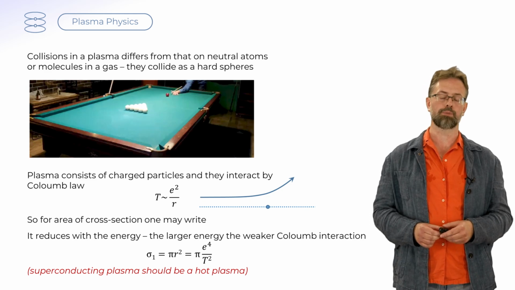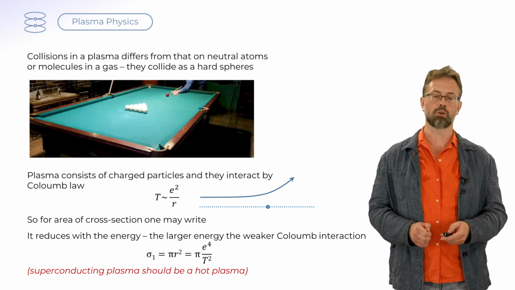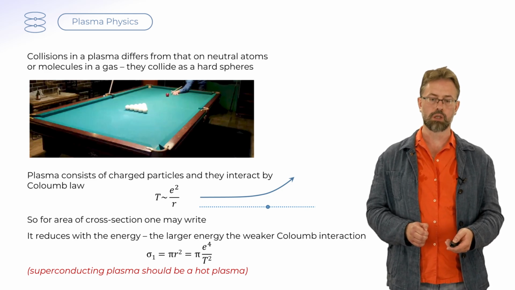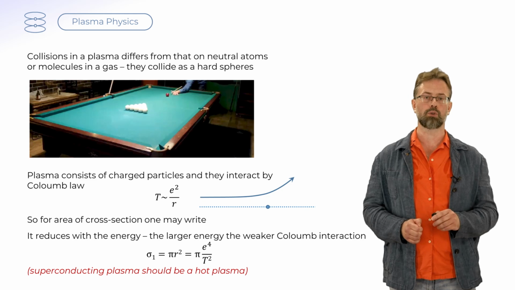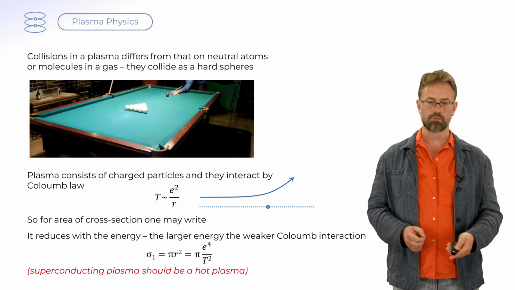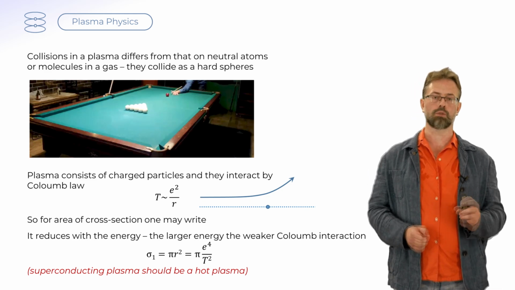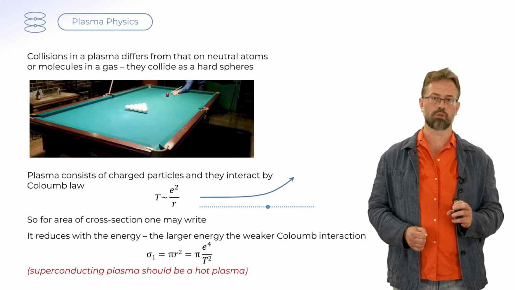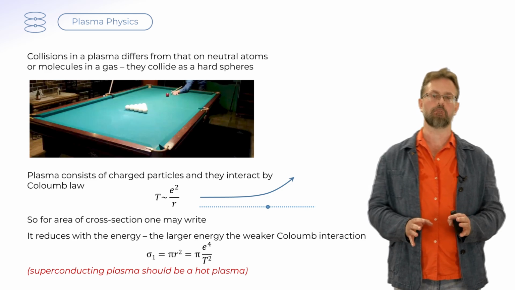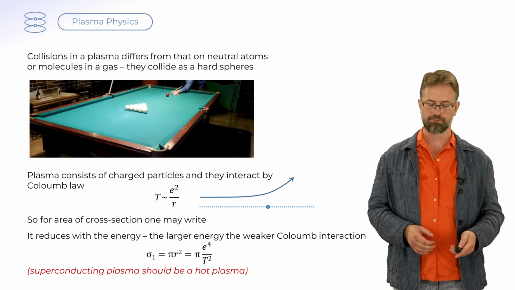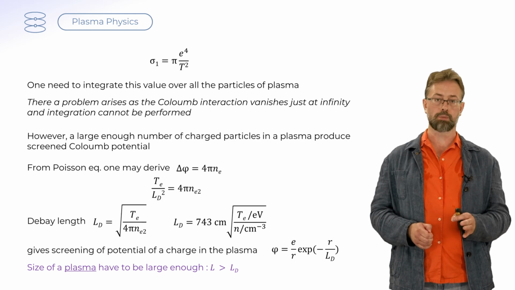One may estimate the energy of Coulomb interaction as e squared over the radius of interaction. This allows us to deduce a cross-section of Coulomb interaction, which is inversely proportional to the energy. So the larger the energy, the lower the area of the interaction. So in fact, we can get very low interaction or almost no interaction if we have a hot plasma of high energy. Let's integrate this value over all particles in a plasma.